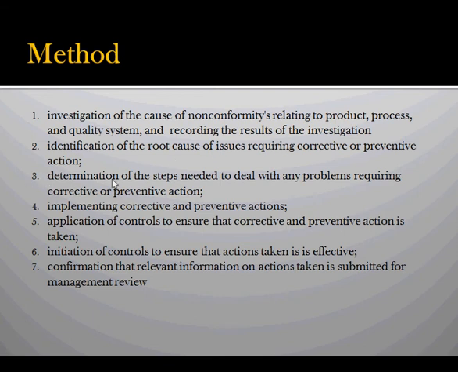Step 3, determine the steps needed to deal with any problems requiring corrective or preventive action. Step 4, implement the solution. Step 5, apply new controls to hold the gains that you made. Step 6, initiate the controls and make sure they're effective and capable. And step 7, confirmation that relevant information on the actions have been submitted for management review.